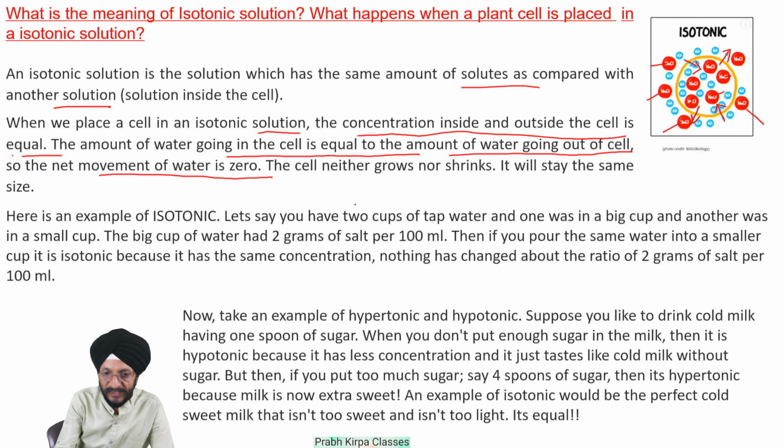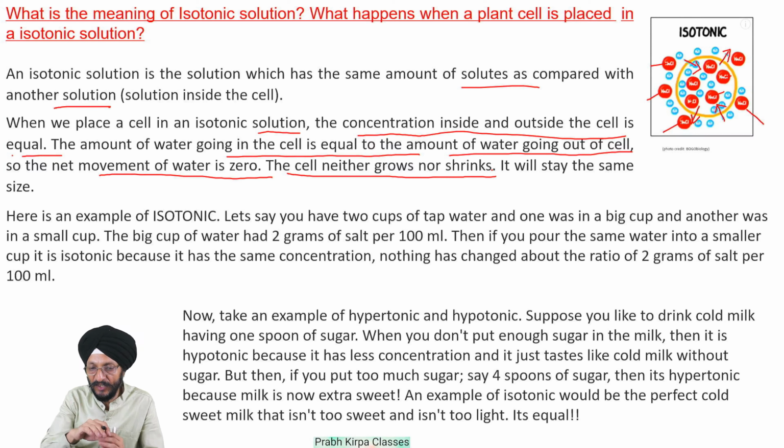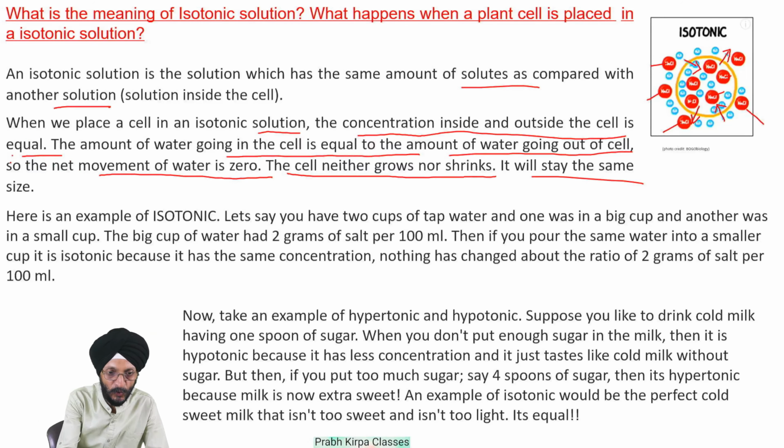So the cell, that is the plant cell, will neither shrink nor grow. It will remain of the same size as it is. There will be no change in the size of the plant cell.